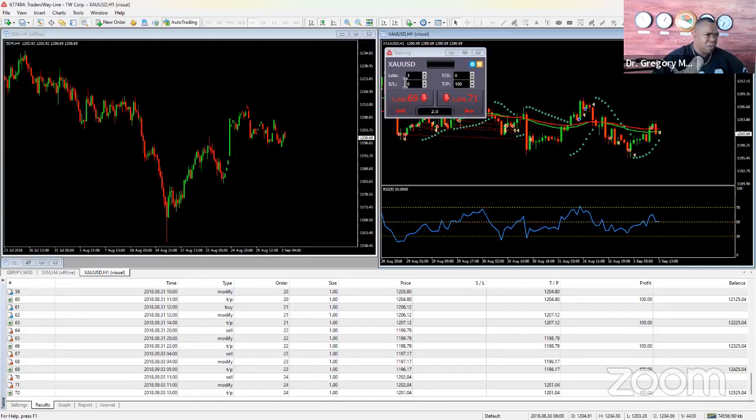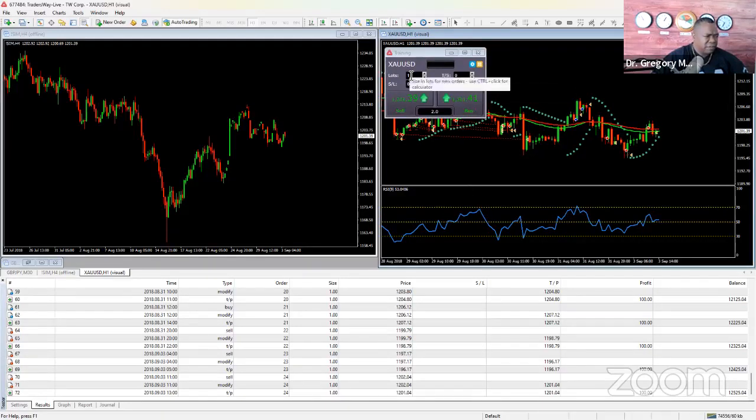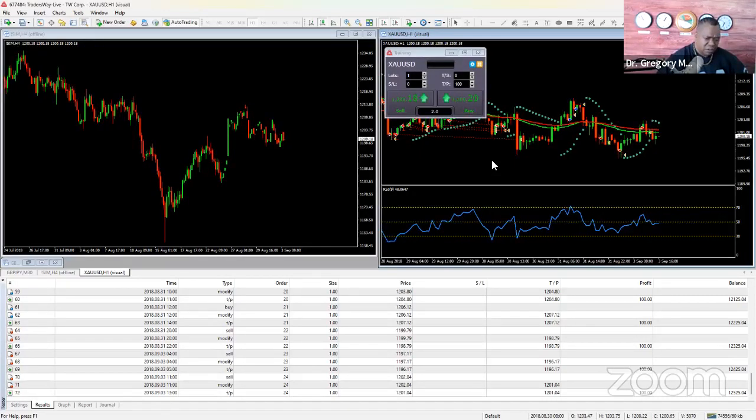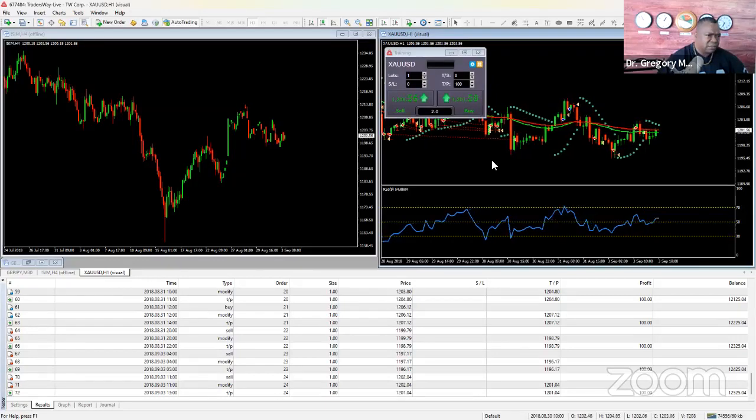$1 a pip, we're trading one standard lot, and in gold, one lot is equal to 100 ounces of gold. And so here we go. We can enter a trade, and we can look for our entry signals to get into the trade.